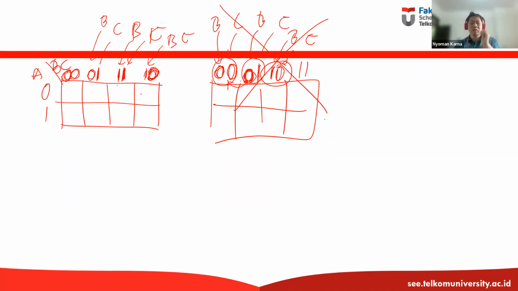Okay, so this is how we create the K-map. Now let's say the output is like this: 1, 1, 1, 1, 0, 0, 0, 0. Now, first we need to check which cells are active. Okay, this one is active, this one is active, this one is active, this one is active. Okay, we have 4 cells.